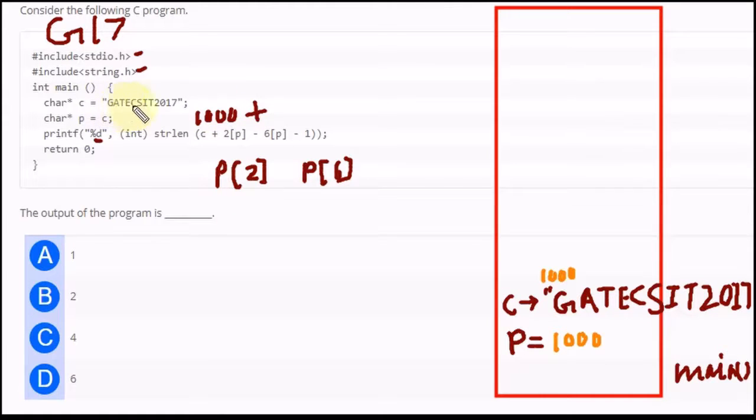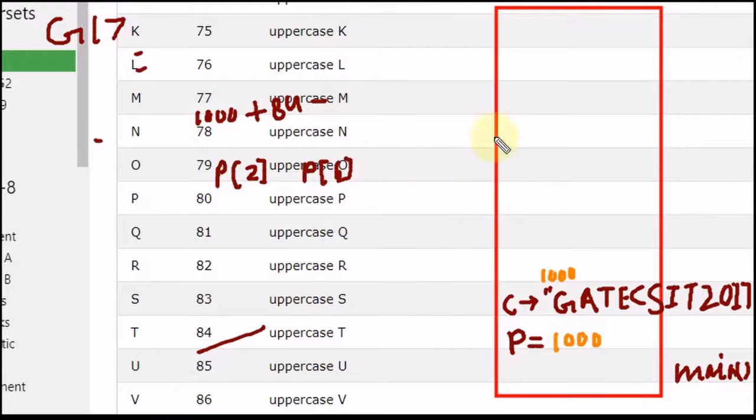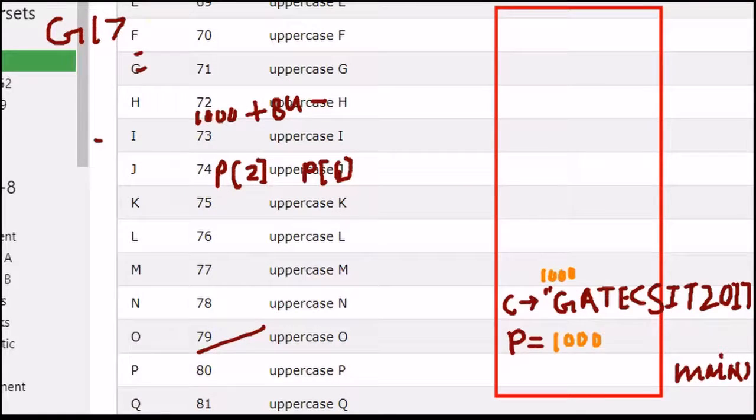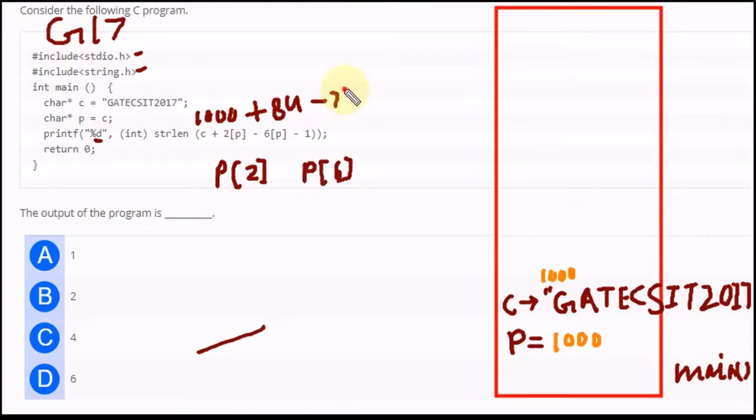And what is the value of p[2]? That is our T. So the ASCII value of this T is taken, so 84, minus, and what is our p[6]? That is 0, 1, 2, 3, 4, 5, 6, that is I. What is the ASCII value of capital I? That is 73. And now we are subtracting minus 1. So what is the value of this? 84 minus 74. So this equivalent value will be 10.